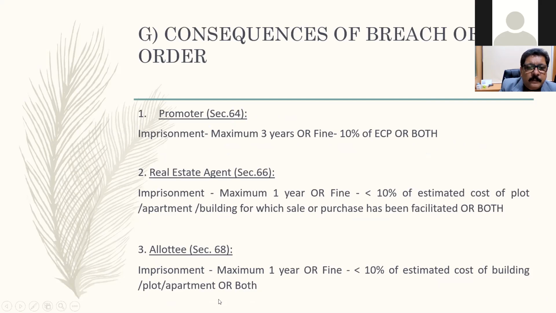Consequence of breach of order. Promoter, Section 64: imprisonment minimum 3 years or fine 10% of the estimated cost of project, or both. Real estate agent: imprisonment maximum 1 year or fine up to 10% of the estimated cost of plot, apartment, building for which the sale or purchase has been facilitated, or both. Section 68: imprisonment maximum 1 year or fine up to 10% of the estimated cost of building or the project, or both.